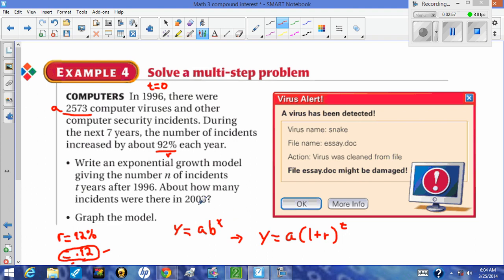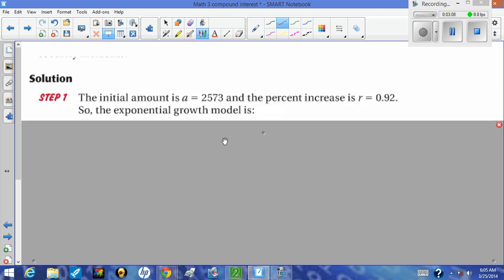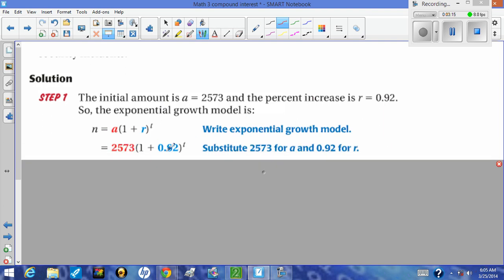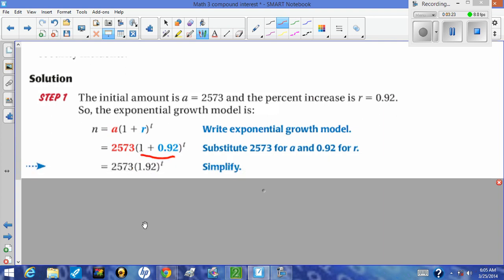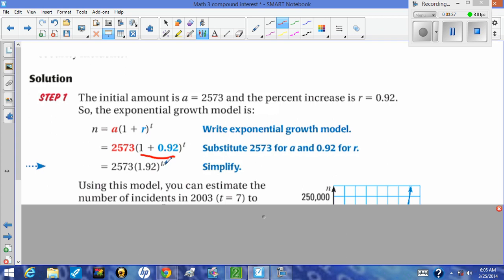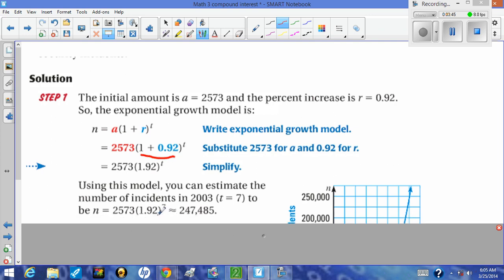Now this is just a simple substitution, so we're going to go ahead and do that now. So I'm going to switch the page. Okay, so we have identified a and r, and with a simple substitution, remember we always write down the formula. There's your a, there's your r. Now we need to combine those terms, and there's your function. From this function, we can estimate about how many computer viruses for any year since 1996. And I believe they want us to do 7 years, so that's when t is 7. So we're simply going to plug in 7 for t. Okay, so that's where this 7 came from. We just plugged it in.